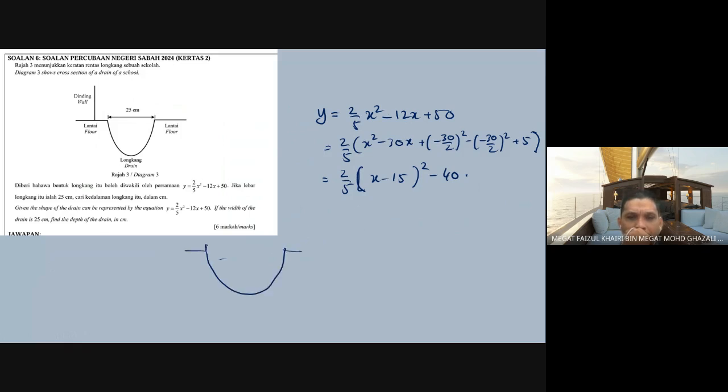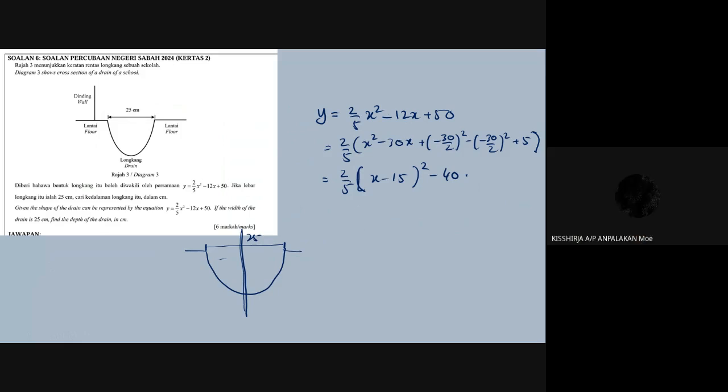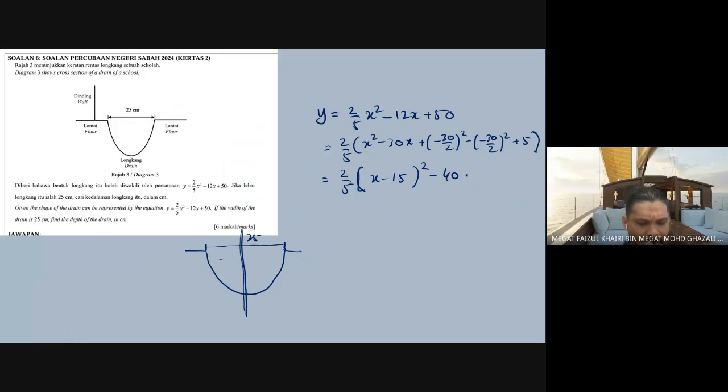Okay, the depth is 25. So if we divide by 2, 25 divided by 2, 12.5, right? Yeah, 12.5. Okay, negative 40. So if the width of the drain is 25, find the depth.